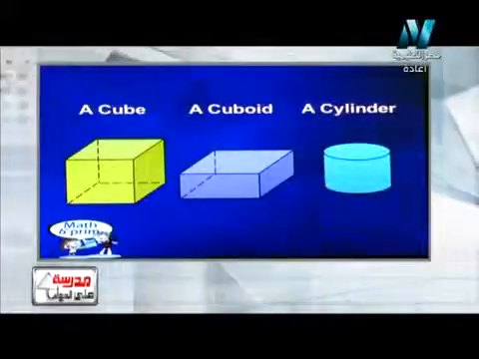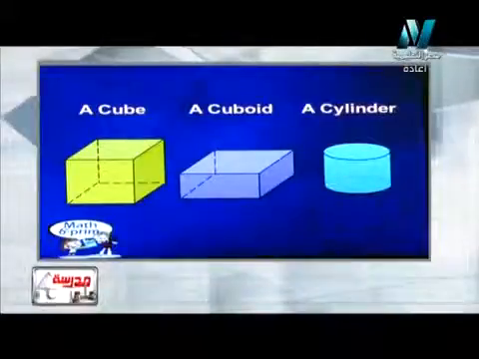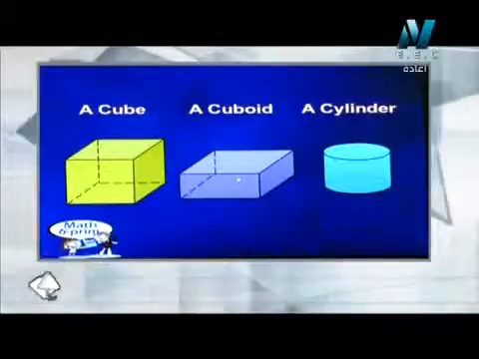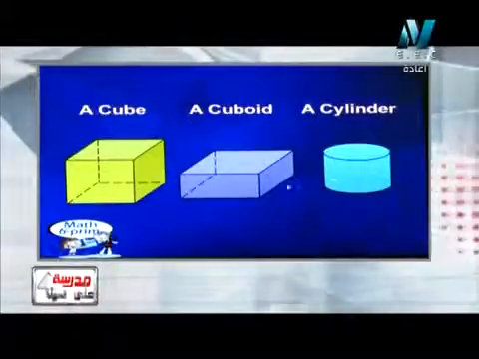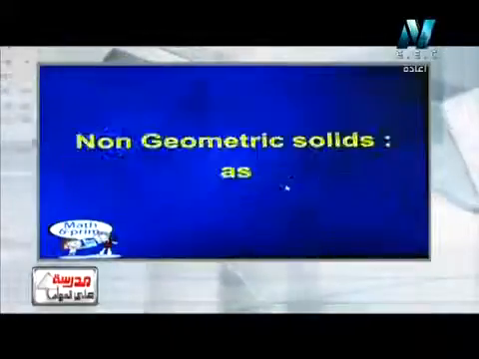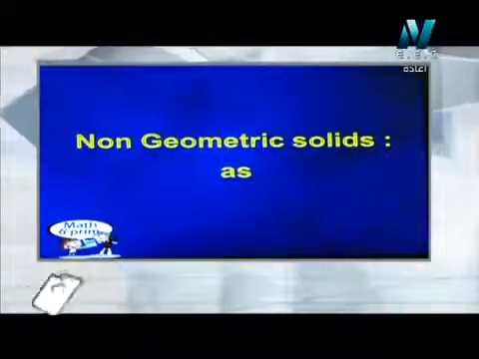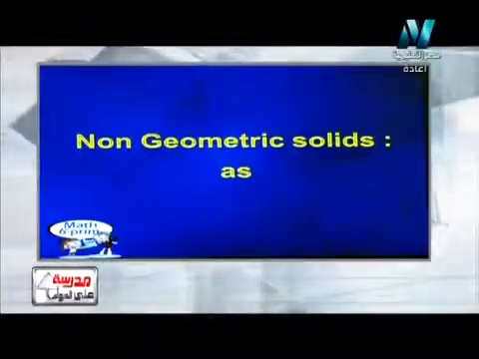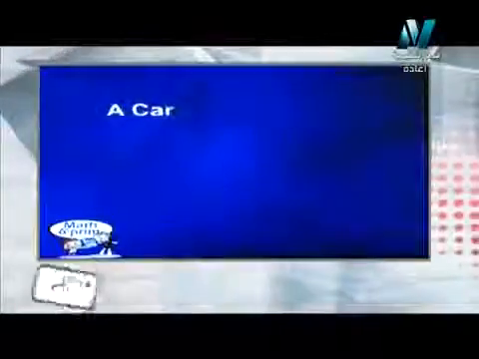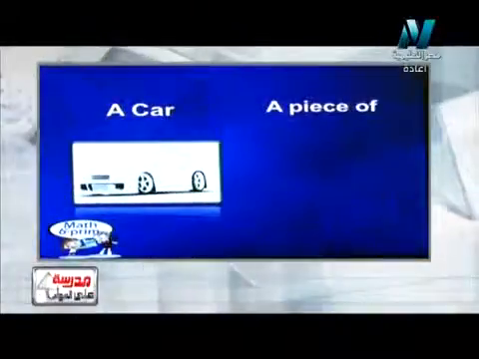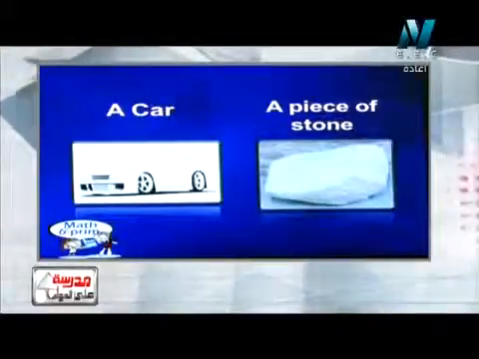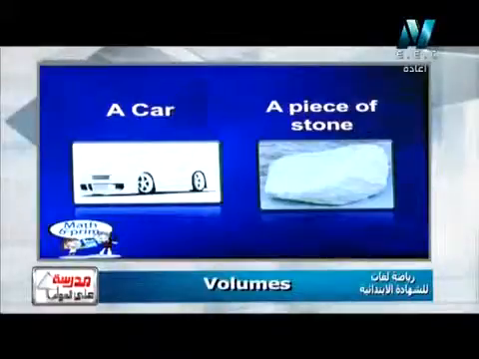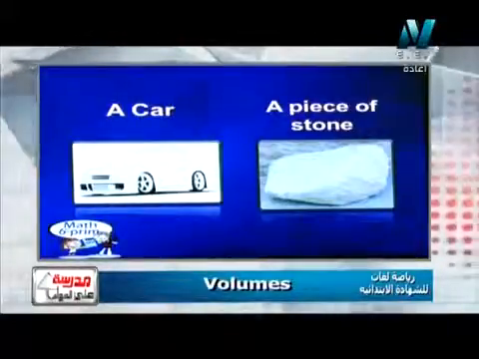This shape has regular dimensions. As you see, a cube is a regular solid, a cuboid is a regular solid, and a cylinder is a regular solid. And the second type of solids, non-geometric solids. As what? As a car, and as you see, a piece of stone. Everything, my dear students, around you is a solid. Everything we can catch is a solid.